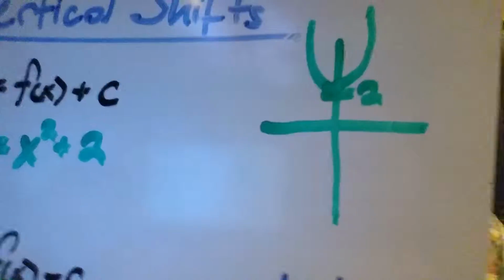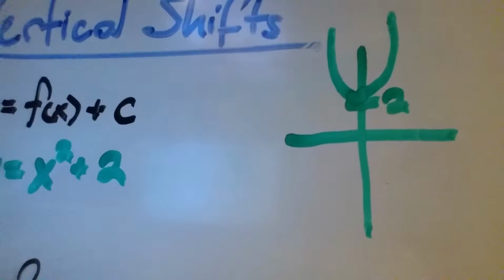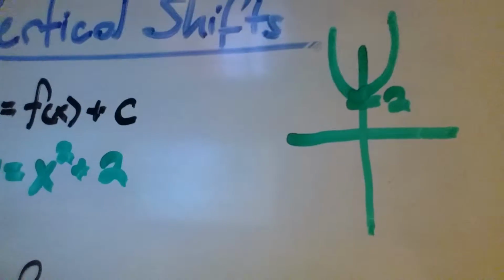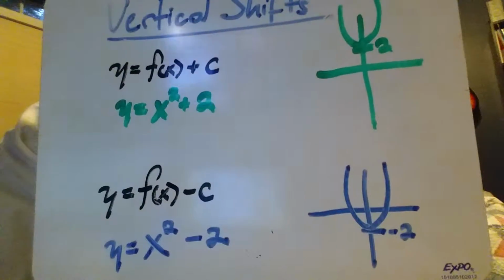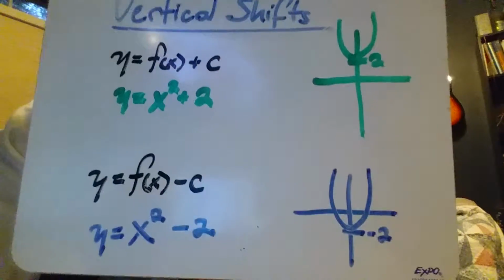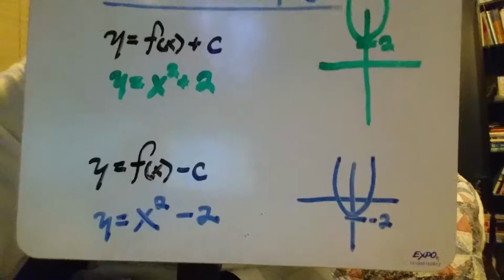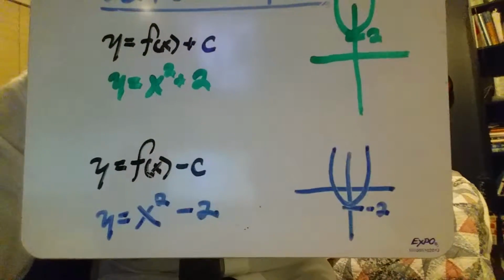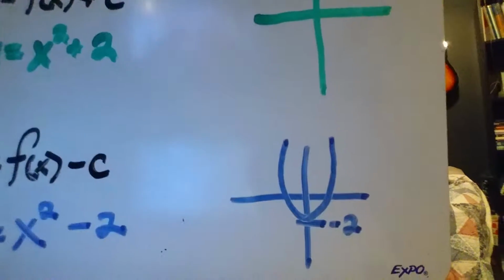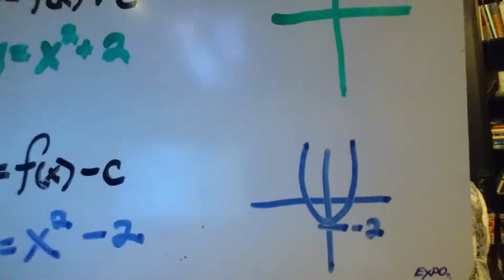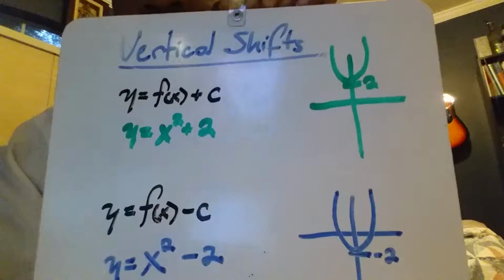So simply, as you can see here with the green, we've just moved it up 2 points to the 2 unit on the y-axis. Now the reverse of that would be y equals f of x minus c. So in this case, I use the same example, except we're going to go down 2 units along the y-axis here. So I have y equals x squared minus 2. So you're going to take your original base function, which was based at the origin, and you're going to shift it down 2 units on the y-axis. And there you have it, a vertical shift in both directions.